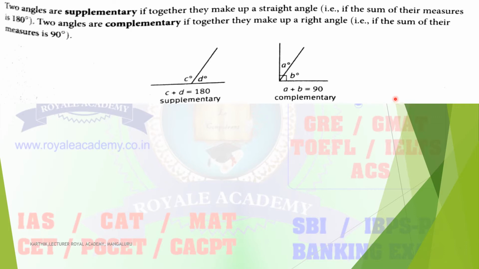Two angles are supplementary if together they make up a straight angle. So when two angles together become a straight angle, they are called supplementary angles. Then what is a complementary angle? Two angles are complementary if together they make up a right angle. A right angle means the total angle is equal to 90 degrees. See here, a total angle of 180 degrees is called a straight angle, while a total angle of 90 degrees is called a right angle, so those are called complementary angles.